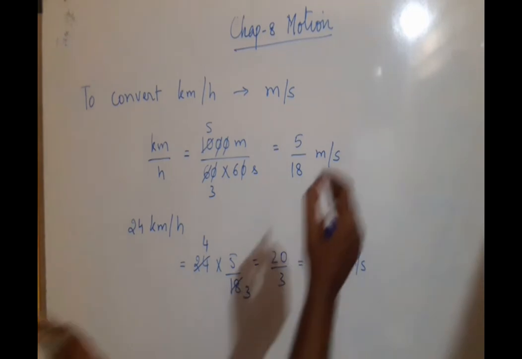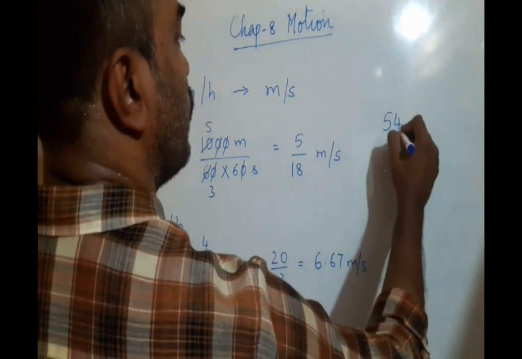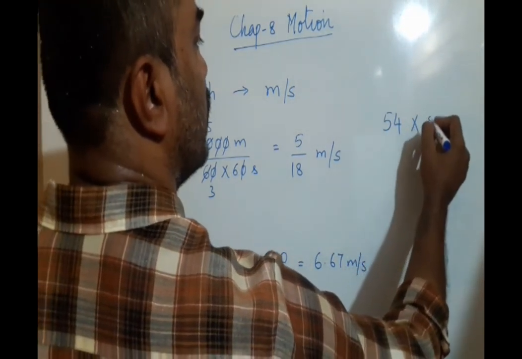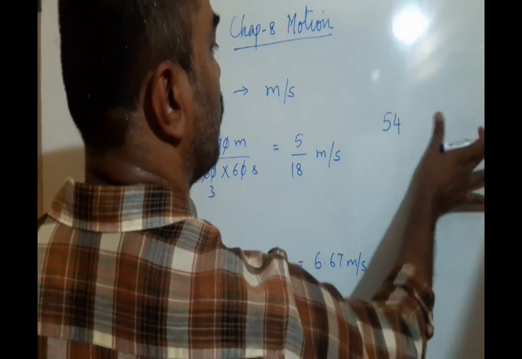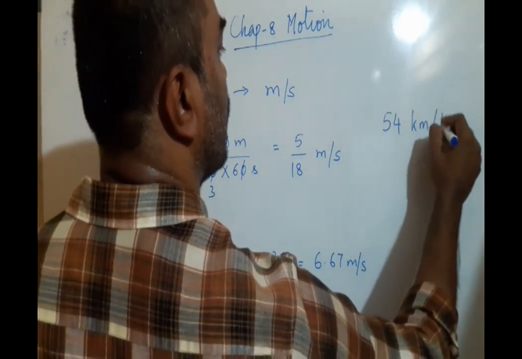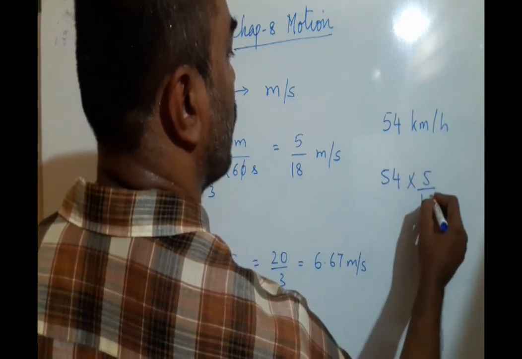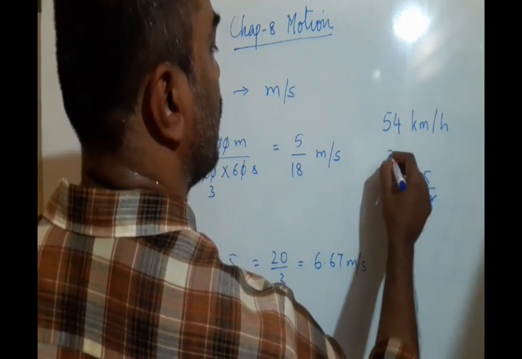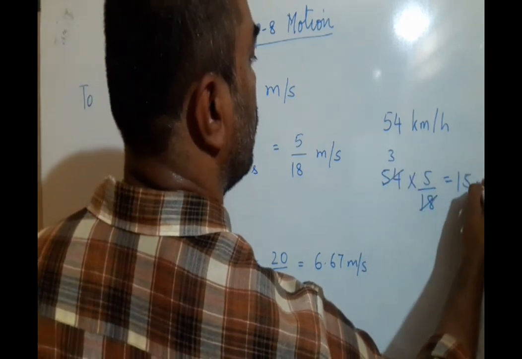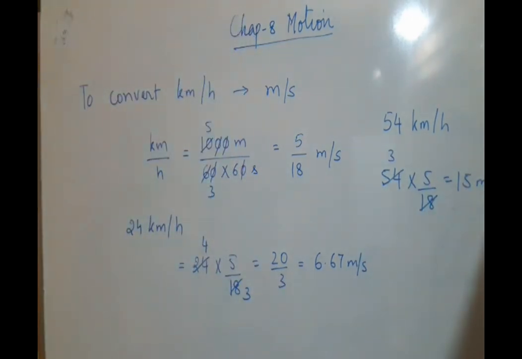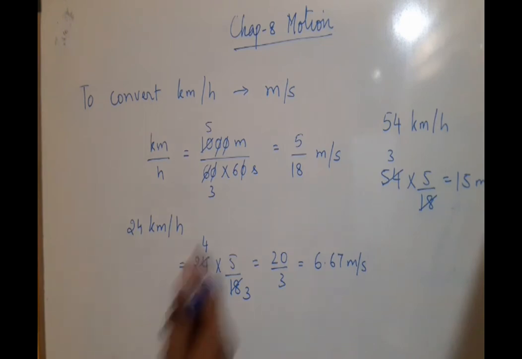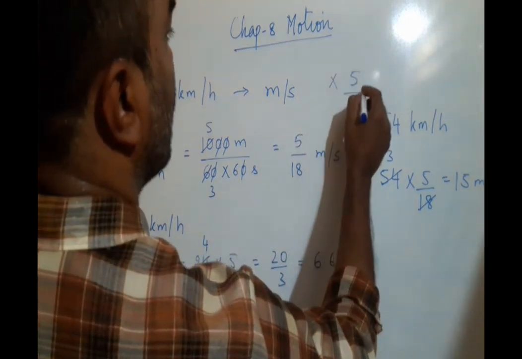One more example. Suppose the speed is 54 kilometer per hour. To convert into meter per second, I multiply by 5 by 18. 18 ones are 18, 18 threes are 54, so 15 meter per second. So remember this conversion, it is a very important conversion. To convert kilometer per hour to meter per second, we have to multiply by 5 by 18.